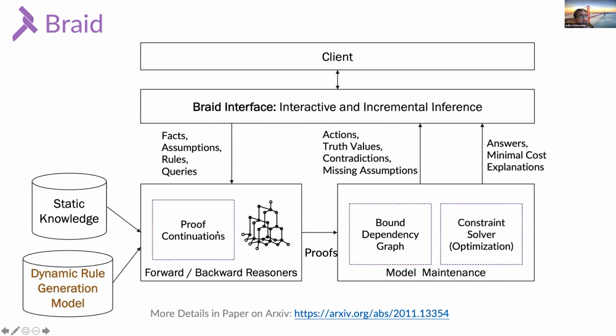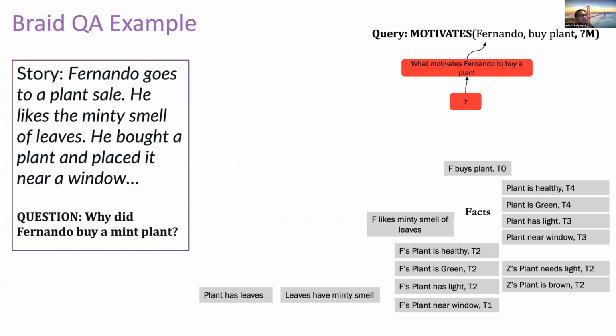its proof space, its search space, it's doing that by consulting a static knowledge base of rules, which is how most reasoners work, but also by consulting a dynamic rule generation model, where we can plug in a model that was trained on GLUCOSE data, and now it will generate rules for you during the reasoning process to fill in the gaps. And so here's an example of where we use this.